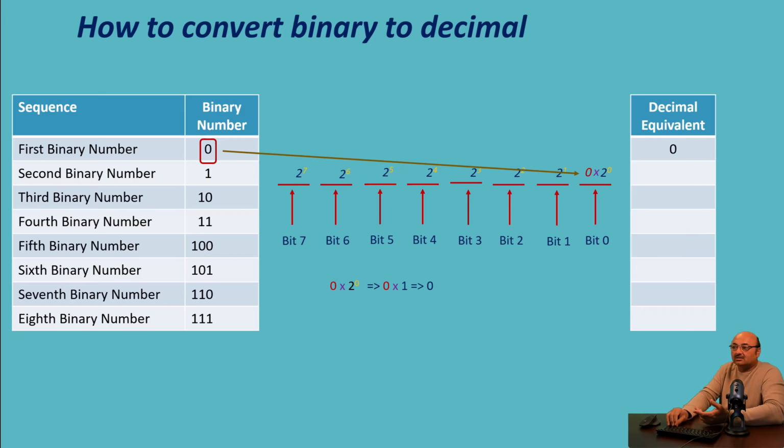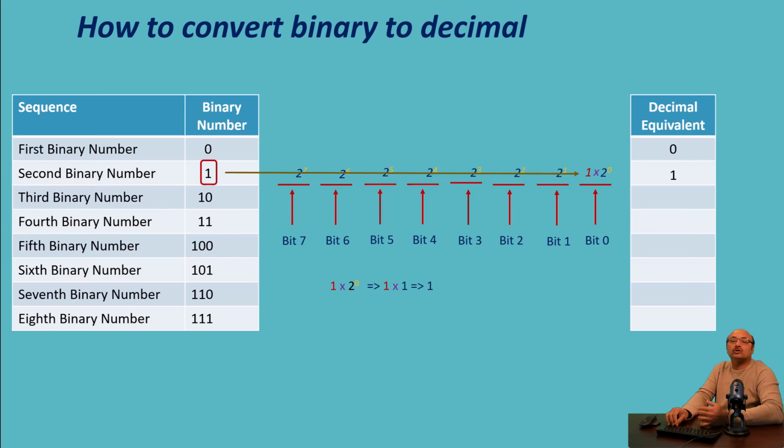Let's take the next binary number, which is 1, and convert it into decimal. We'll apply the same logic. Put 1 next to 2 raised to power 0, multiply it, and then get the result. So 1 into 2 raised to power 0 is equivalent to 1 multiplied by 1. That gives us the final value 1. Hence, the binary number 1 is equal to decimal number 1.